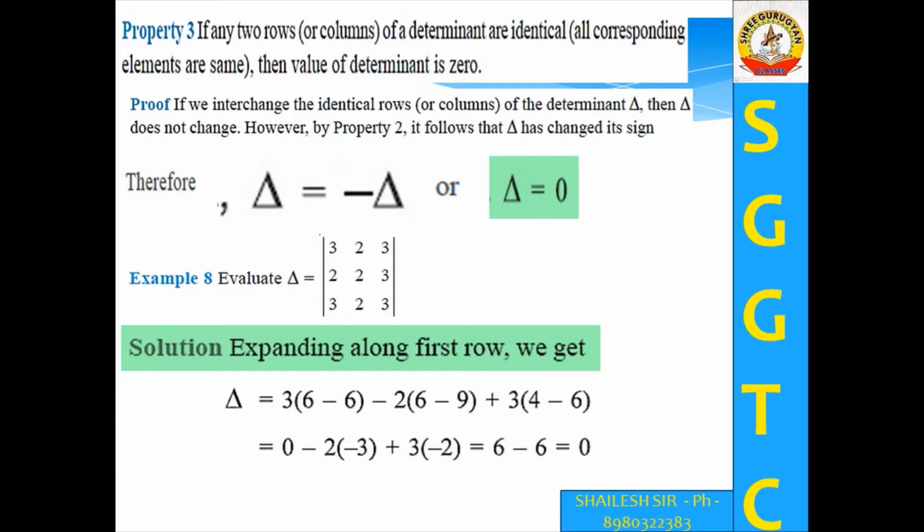Look at that. Here two rows are the same, which means that after expanding the first row's elements, your answer is 0. For example, taking I only as students. Now continue. Property number three is done.